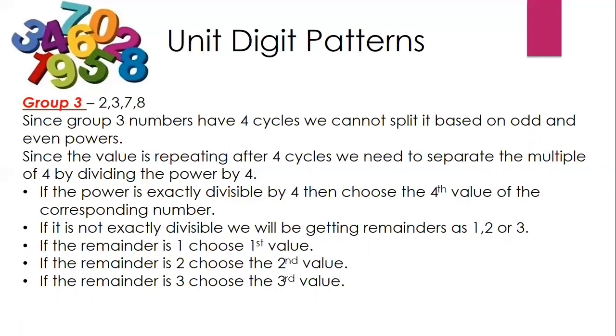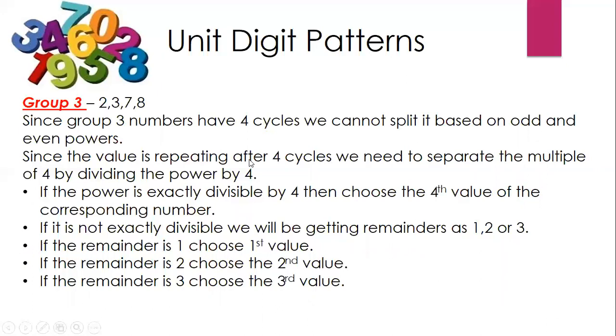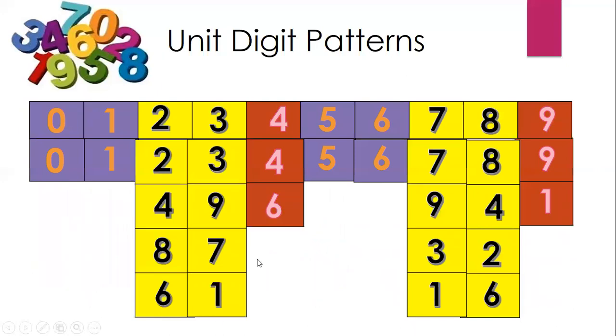So the step we are going to follow is, we'll take the power and divide it by 4. If it is exactly divisible, we'll take the fourth value. Like if it is 2 power something which is exactly divisible by 4, definitely my unit digit will be 6. 3 power anything that is exactly divisible by 4, it will definitely be 1. 7 power anything which is exactly divisible by 4, it will be 1. Like that the process will continue.